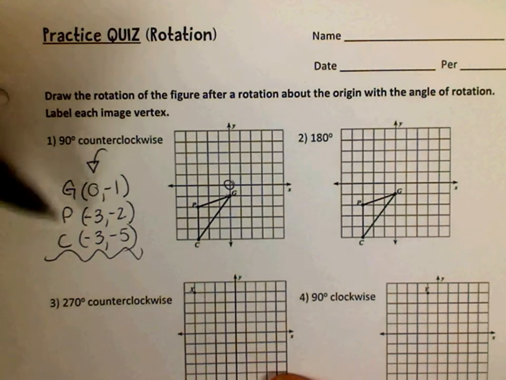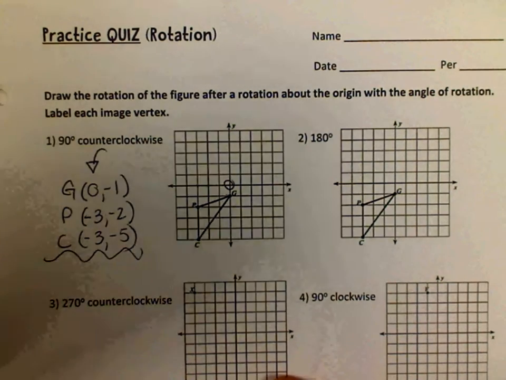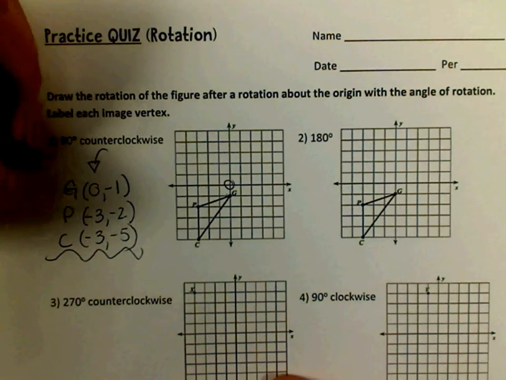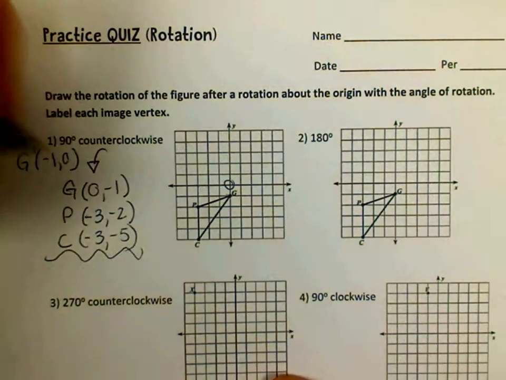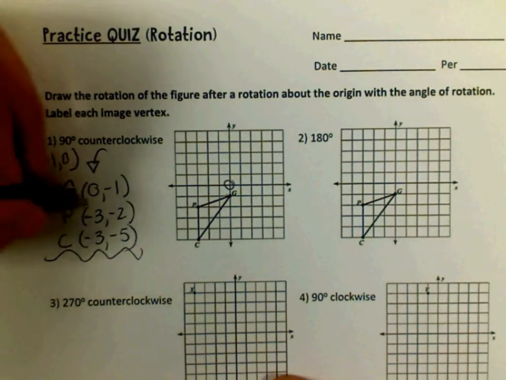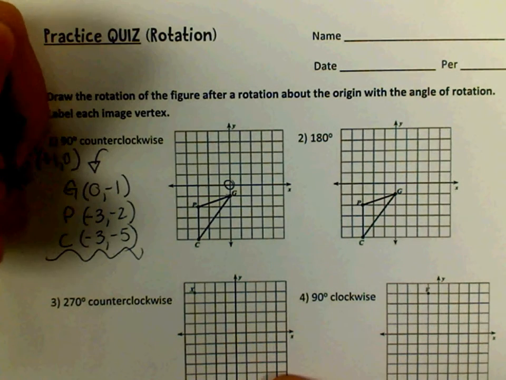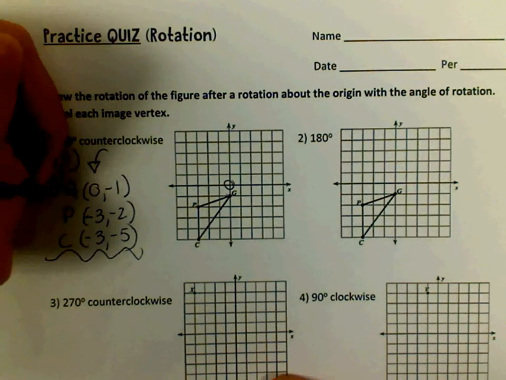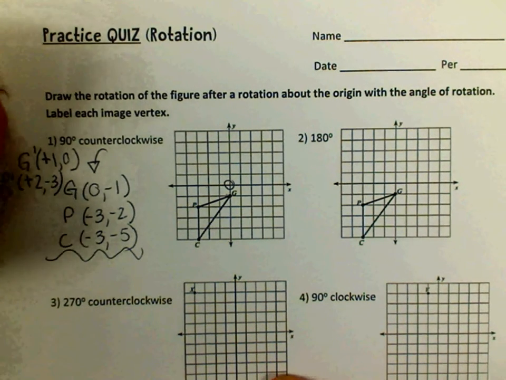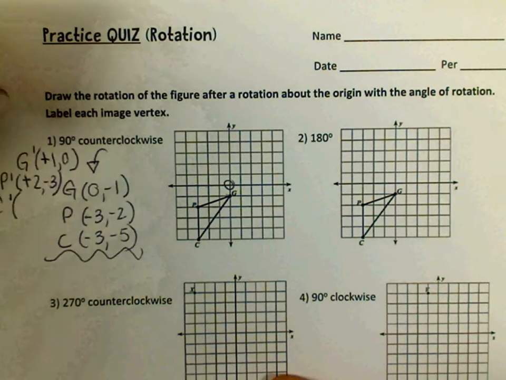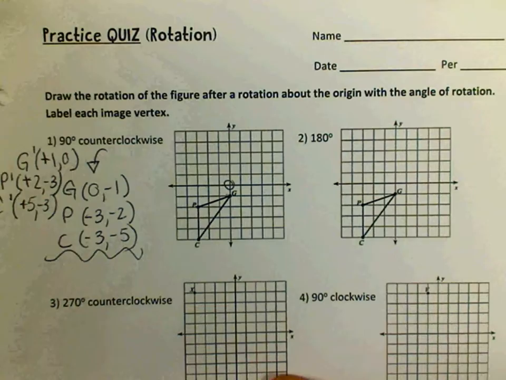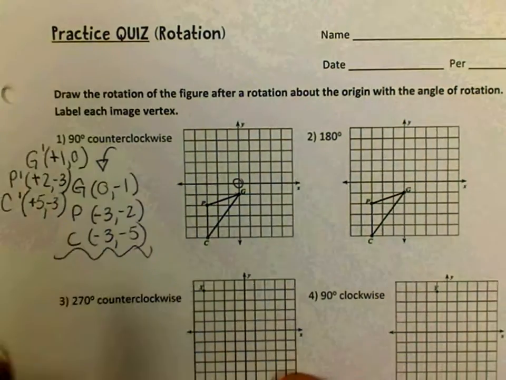For a 90 degrees counterclockwise rotation, remember you switch the X and Y and then you change the sign on the left. So G prime, switch them, change the sign on the left. So +1, 0. P prime, X and Y switch places, and the sign changes on the left, so you get +2, -3. C prime, X and Y change places, change the sign on the left. Okay, now we can graph.